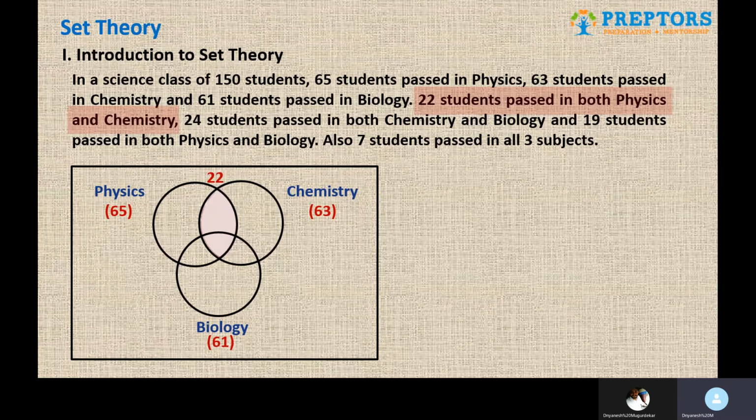Now continuing further, 24 passed in both chemistry and biology, which will be this part. 19 passed in both physics and biology, which will be this part. And then very important, 7 students passed in all the three subjects, which is the intersection of all three, in the middle. And trust me, this is the most important value in this entire diagram.